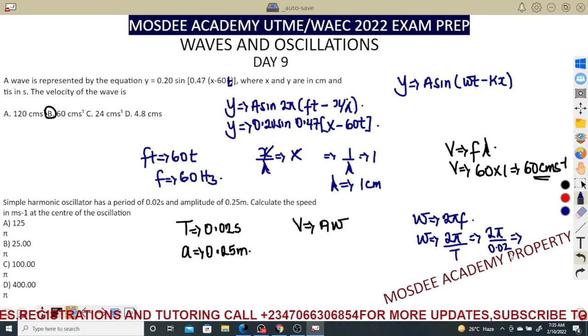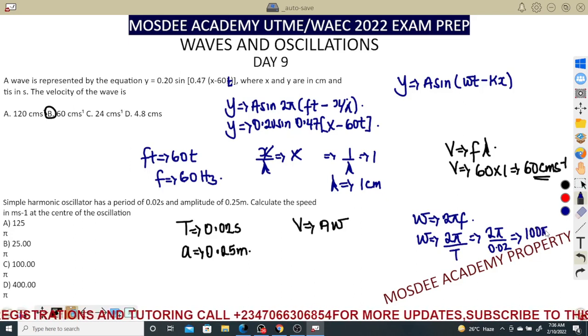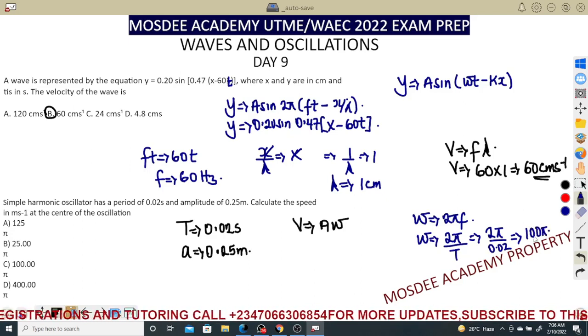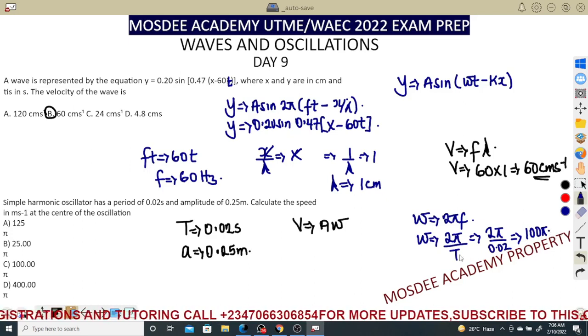There is always a calculator in front of you when you are solving your JAMB stuff. Most of the UTME students will tell me they don't know where the calculator is. It's right in front of you. So, 100 pi radian per second. That is the way we write that. That is just the omega.